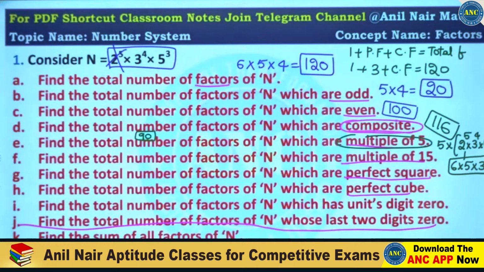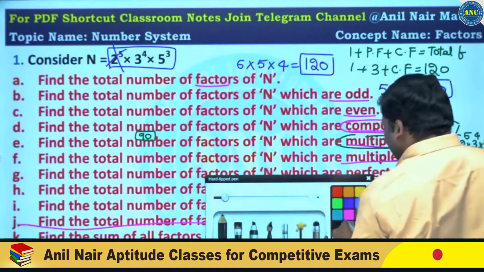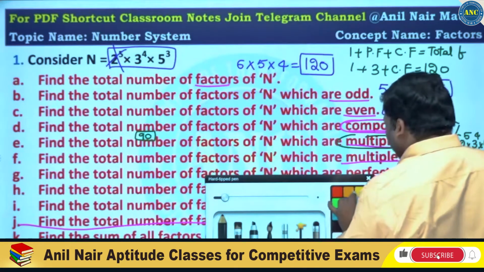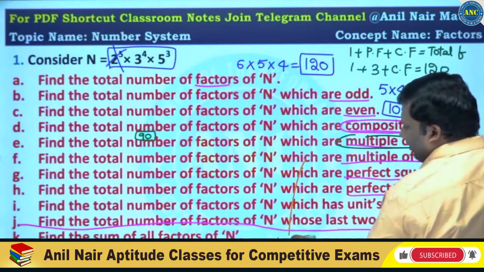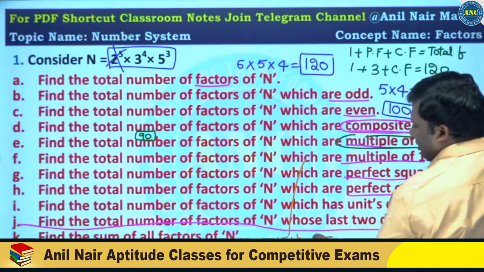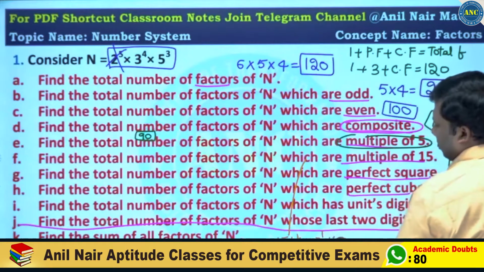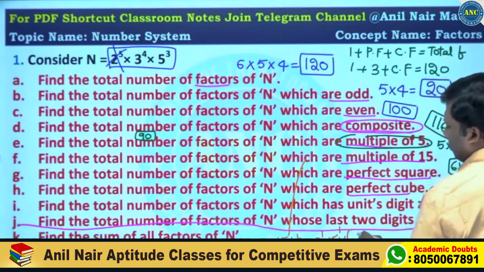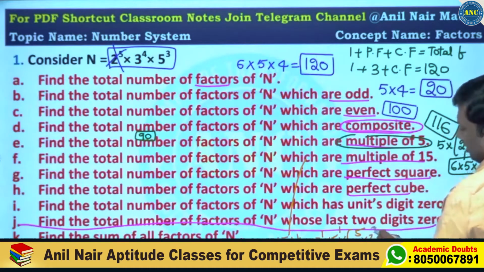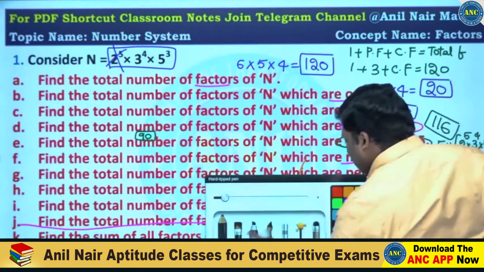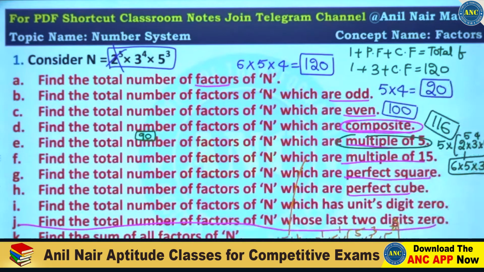Next one, factors which are multiples of 15. I am writing it down, sir. Any multiple of 15 is 15 into k. 15 is 3 into 5. Remaining it is 2 power 5. 3 power 1 is taken out, remaining is 3 power 3. 5 power 1 is taken out, remaining is 5 power 2. Till here it is clear.